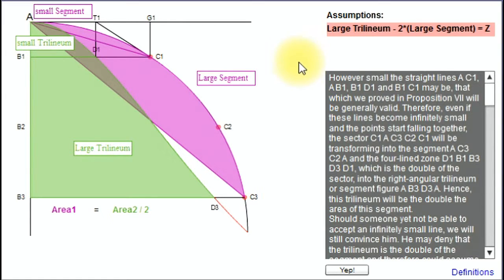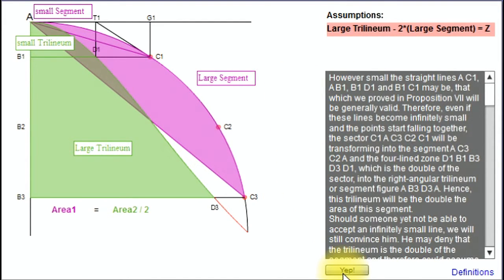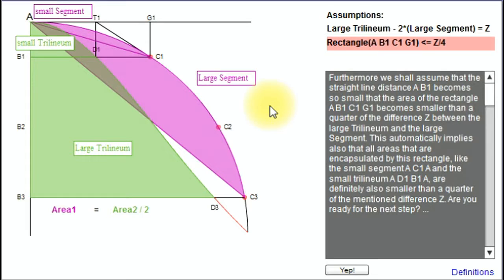And we're going to basically make the large assumption that the difference between the large trilineum and the double of the large segment shall be some value set. And we also assume that the rectangle, which is formed by A, B1, C1, G1 and back to A, shall also be a quarter of this very difference set.